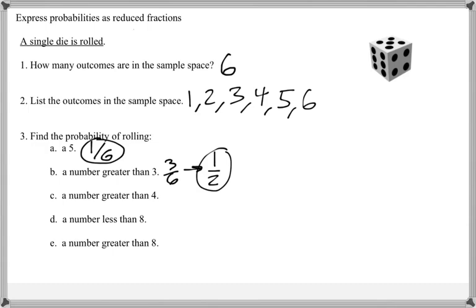Part C says a number greater than 4, that would be 5 and 6. So that is 2 numbers out of 6, which reduces to 1/3.